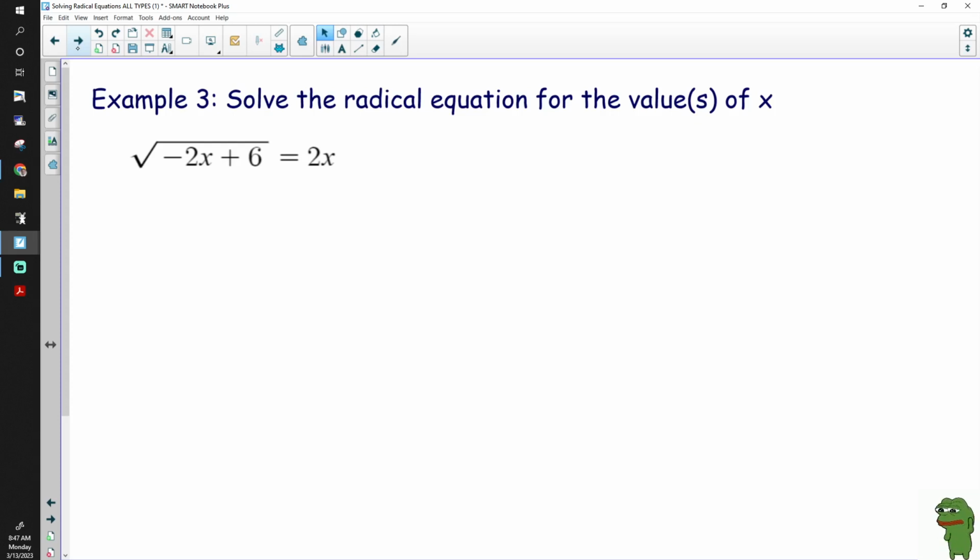Example 3. I threw a little curveball in on this one. Do you see it? I put a number in front of our x, so that will just change it a tiny bit, but still the same. Okay, so I have a radical, which means I'm going to raise both sides to the second power.